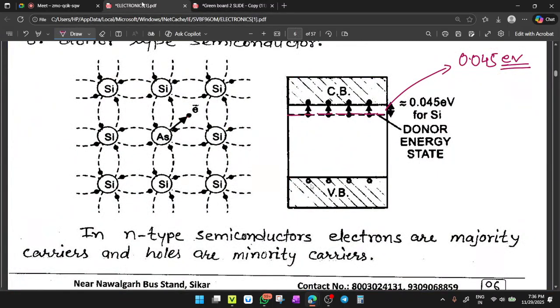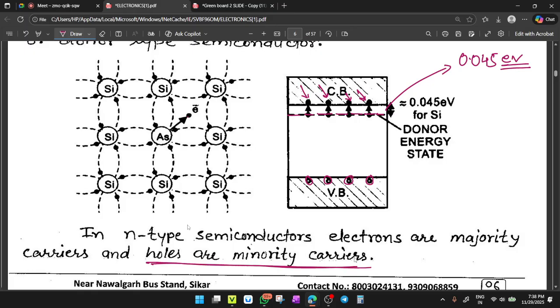So see here, four valence band holes, one, two, three, four, these are holes. And there are four electrons, one, two, three, four, in the conduction band, and here is the donor level. So students, in an n-type semiconductor, electrons are majority charge carriers and holes are the minority charge carriers. So these holes will be there.